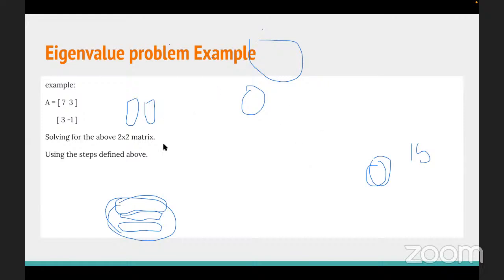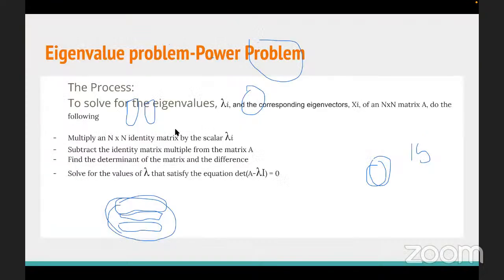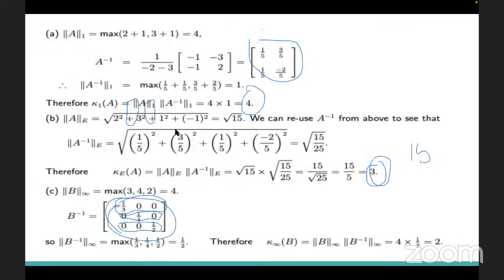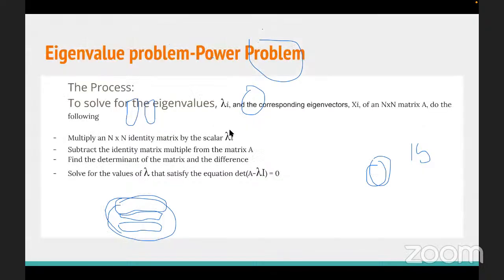Okay, all right. So now we are done with two topics I'm supposed to talk about, which are condition number, condition matrices, and matrix norm. The last topic I'm talking about is the eigenvalue problem, the power method.